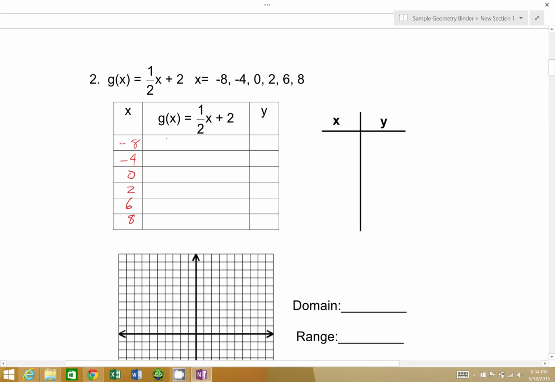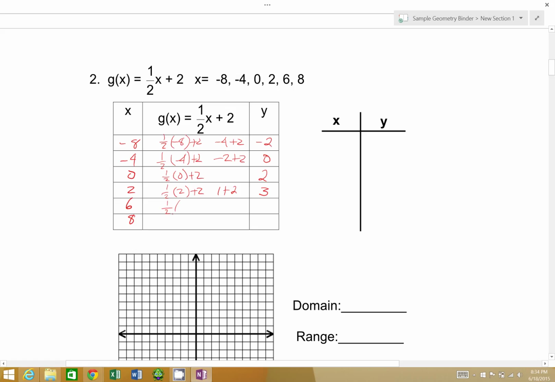Okay, demonstrating then, as we go forward, we have 1/2 times -8 plus 2, which gives me -4 plus 2, which gives me -2. 1/2 times -4 plus 2 gives me -2 plus 2, which gives me 0. 1/2 times 0 plus 2, 0 plus 2 is just simply 2. 1/2 times 2 plus 2 gives me 1 plus 2. 1 plus 2 is 3. Hopefully you remember that problem from kindergarten.